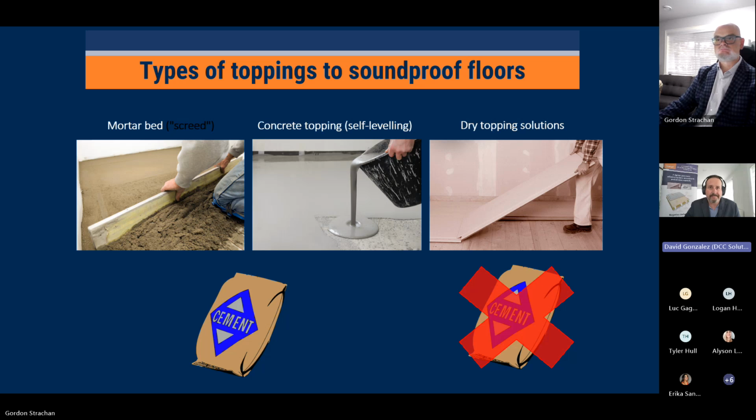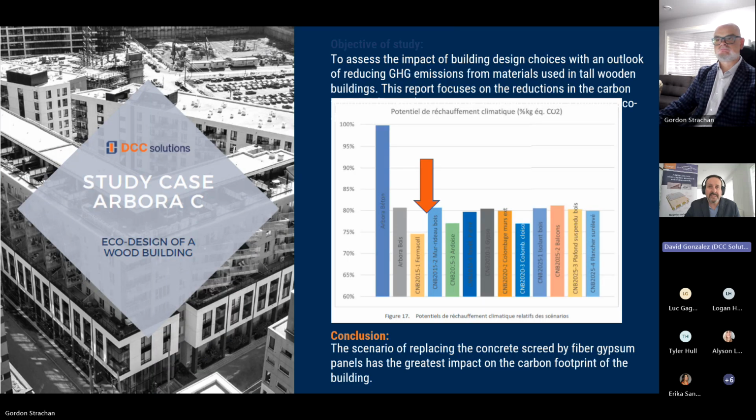Next slide, please. There was an interesting study carried out by an organization called FP Innovations. They focused on a mass timber building that was constructed in Montreal called Arbora C. The purpose of the study was to determine the carbon footprint of this building if it's built in wood versus concrete. The initial difference was a 20% reduction right off the bat just by building it out of wood compared to concrete.